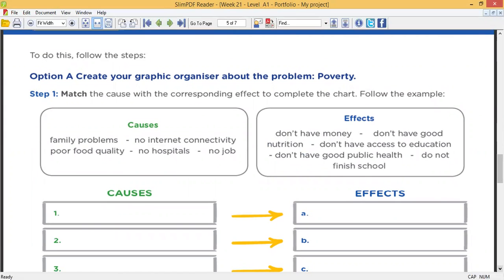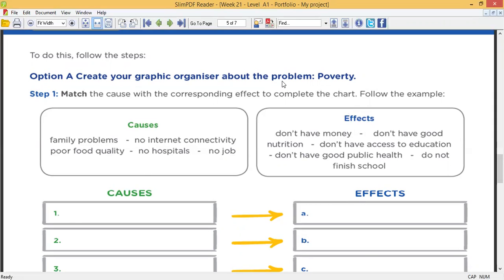Option A, create your graphic organizer about the problem of poverty. Step number 1. In the first step, you have two groups, the causes and the effects. Remember that the causes mean the origin of the problem, and the effects, the consequences. You have to match them.